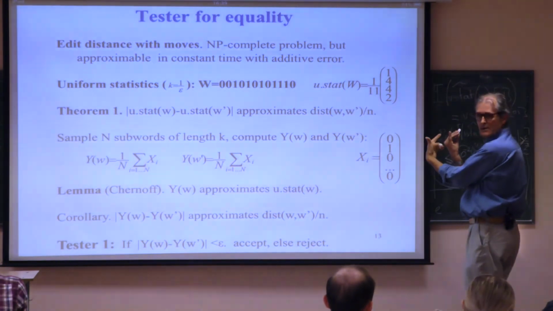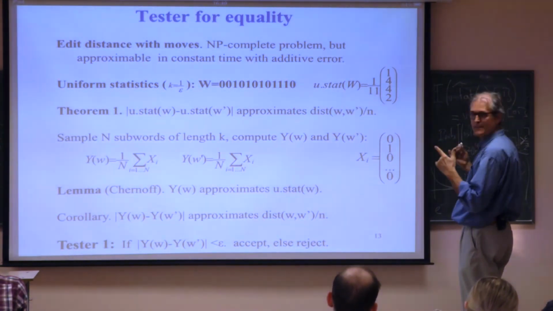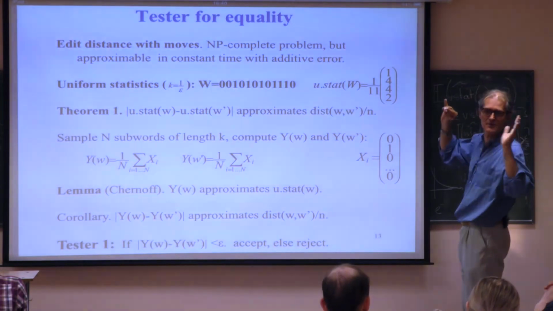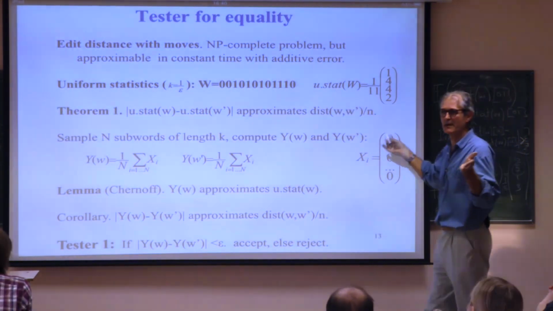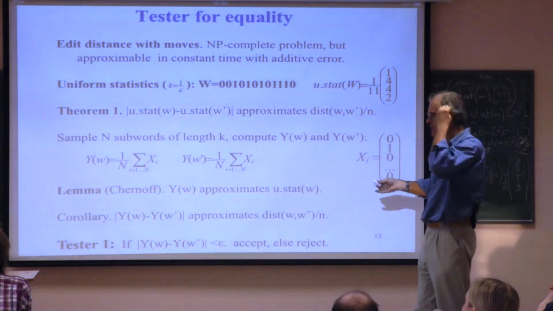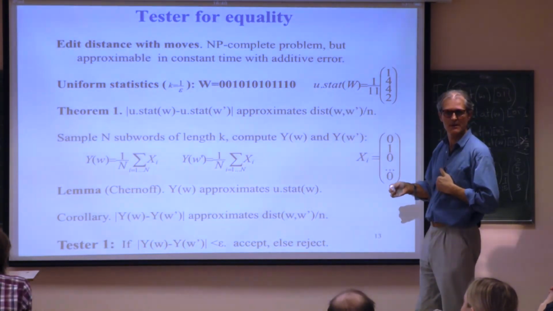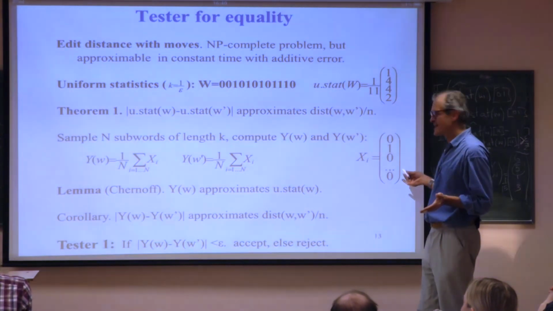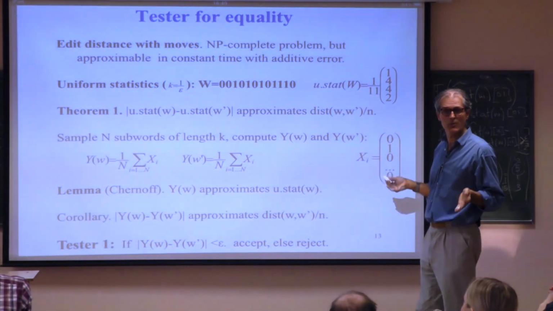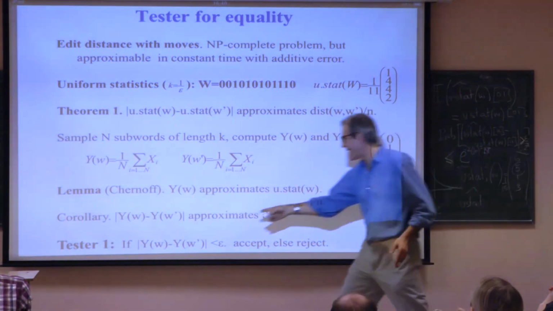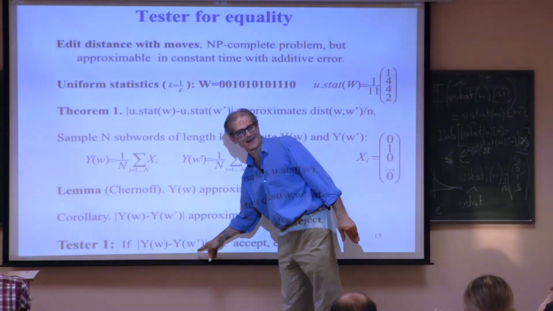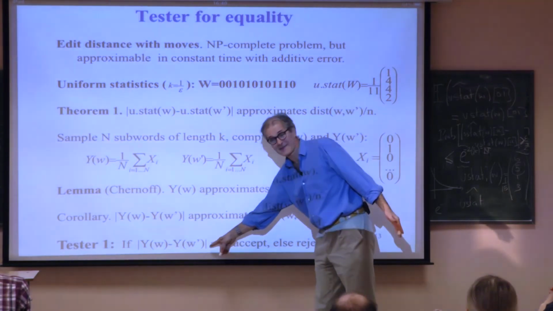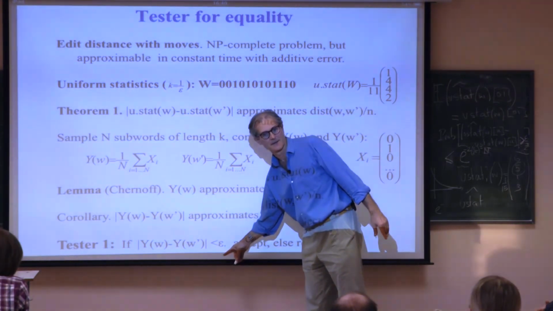W prime. Okay? So I sample, I assume W and W prime have the same length. Otherwise, they can't be equal. I sample the same positions. If I sample the same position and they are equal, this guy is going to be equal to this guy. So the error will be 0, so it will be less than epsilon.